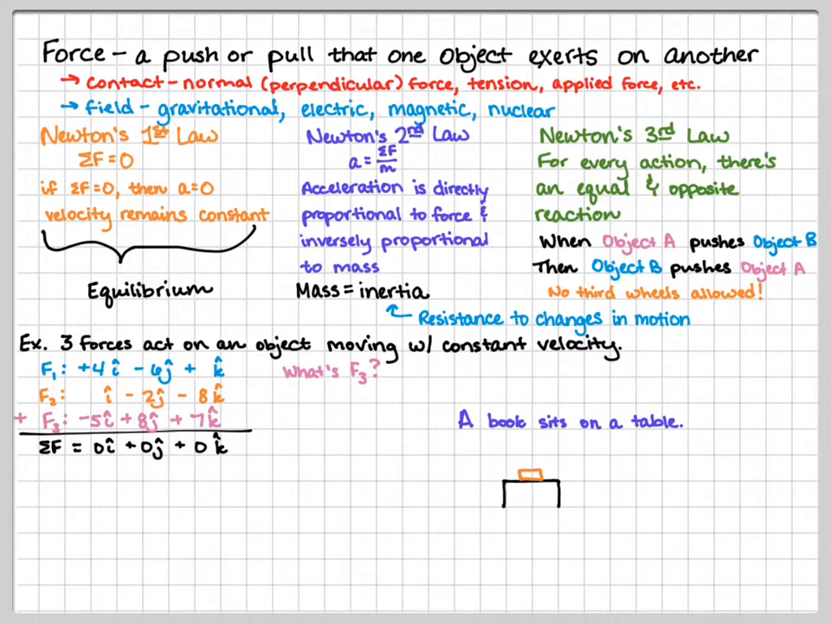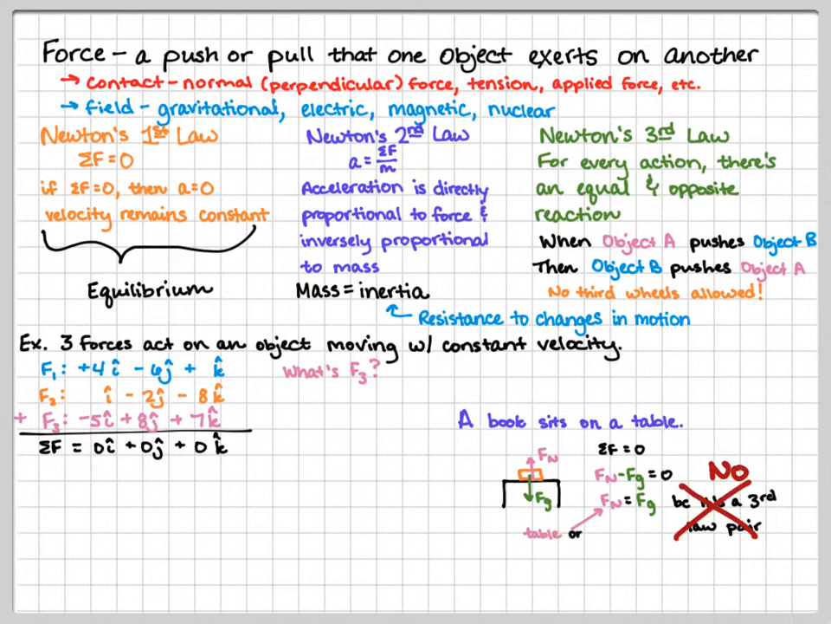Another pretty simple problem, a book sits on a table. If we wanted to draw a free body diagram for it, we'd have the weight going down, we'd have the normal force going up. We write our net force equation, net force equals 0. Normal force minus weight is equal to 0. Normal force is equal to the weight because it's a third law pair.